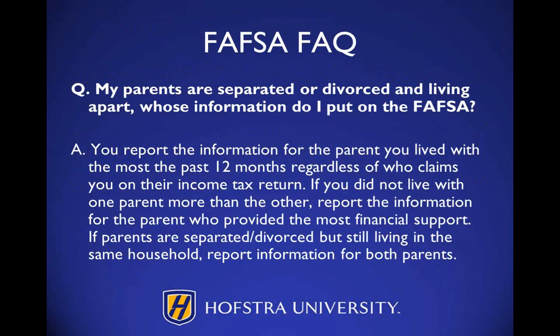Continuing on with the FAFSA questions: my parents are separated or divorced and living apart. Whose information do I put on the FAFSA? You should be reporting the information for the parent the student lived with the most the past 12 months, regardless of who claims the student on their tax return. If the student did not live with one parent more than the other, then you must report the information for the parent who provided the most financial support.